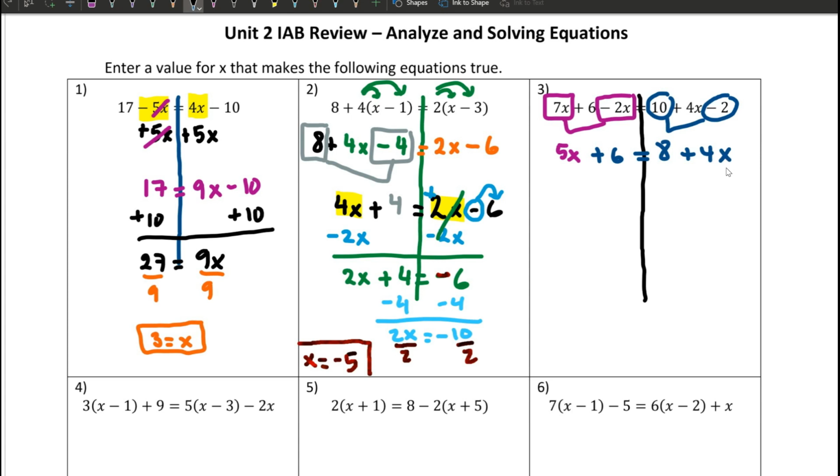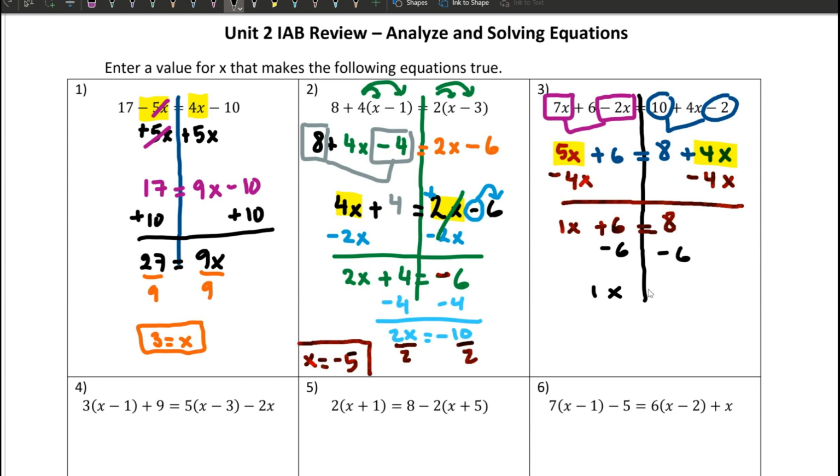One more time, this problem goes back to problem 1, when you have the variable on both sides. So we bring one of the variables to the other side. We subtract 4x from both sides. 5x minus 4x is 1x, plus 6 equal to 8. Then we subtract 6 from both sides. So 1x equals 2. If you want, you can divide both sides by 1, but x is still 2. And that's it.